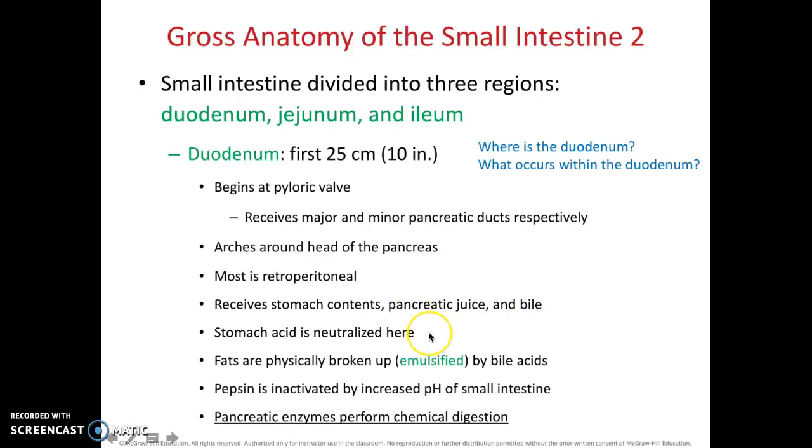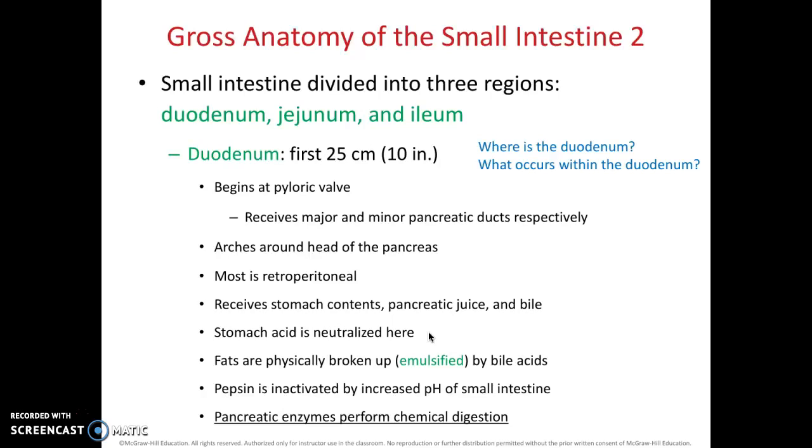The stomach acid is also going to be neutralized there. If you remember, chyme is pretty acidic as it's coming from the stomach, so you have to neutralize it or else it's going to start to erode the duodenum, which is not a very good thing. Fats are physically broken up, which is called emulsification, or they're being emulsified by bile acids. Pepsin, if you remember, is one of the enzymes within the stomach that breaks up proteins. That's inactivated by the increased pH of the small intestine as the stomach acid's being neutralized.